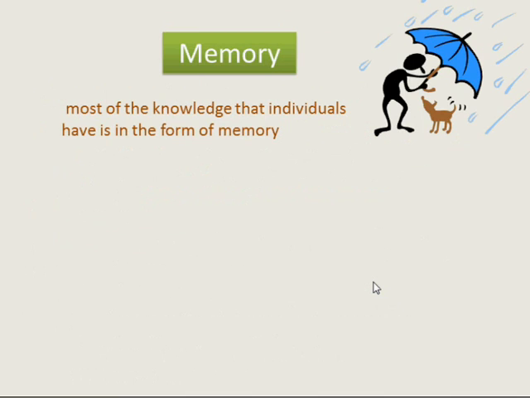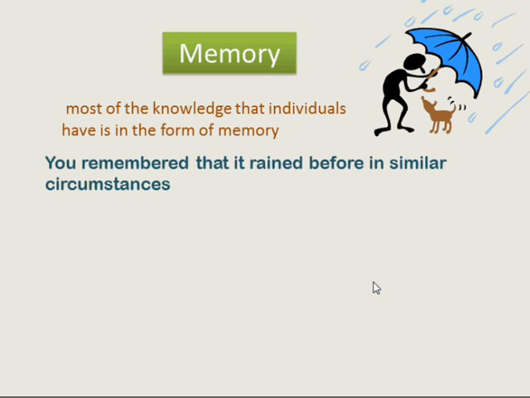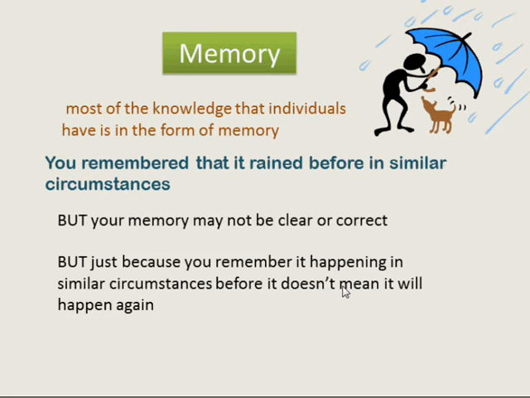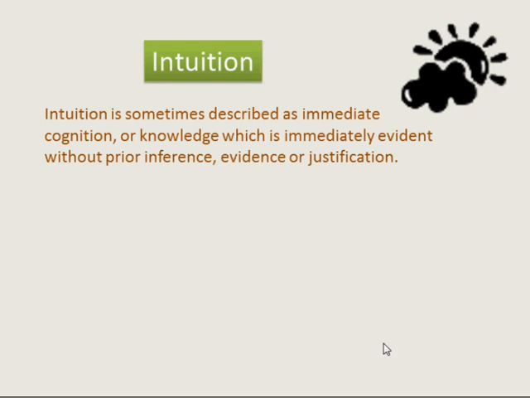Okay, memory. Most of the knowledge that we retain is in the form of memory. You remembered it rained before in similar circumstances, so that would suggest it's raining now. But your memory may not be clear, may not be correct, maybe even a false memory. And just because you remember it happened before in similar circumstances doesn't mean it'll happen again. There's a very strong connection between memory, emotion, and reason.